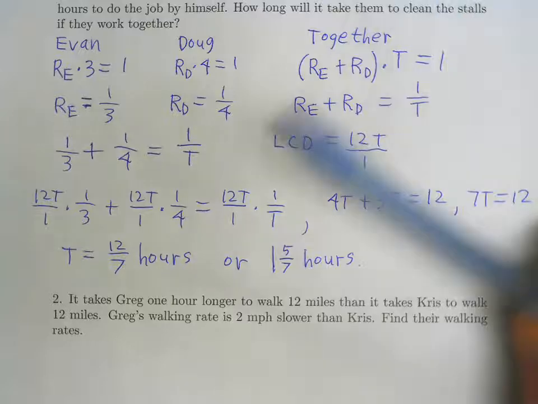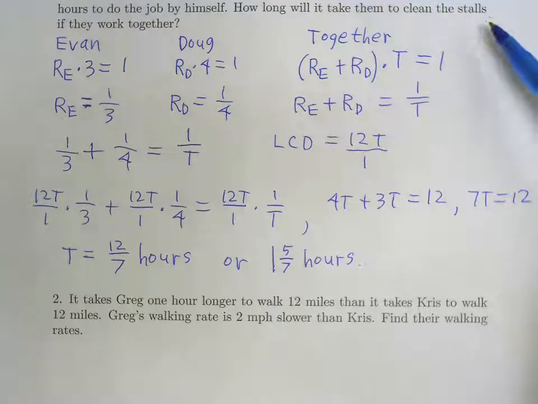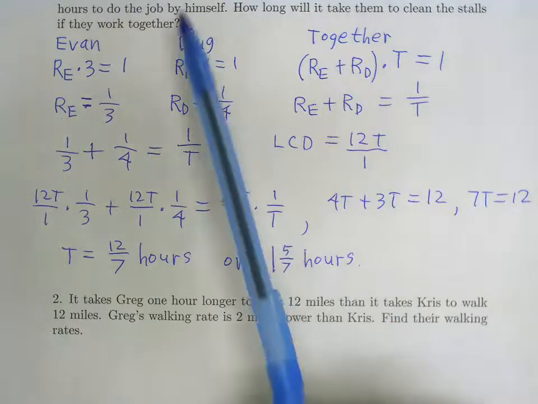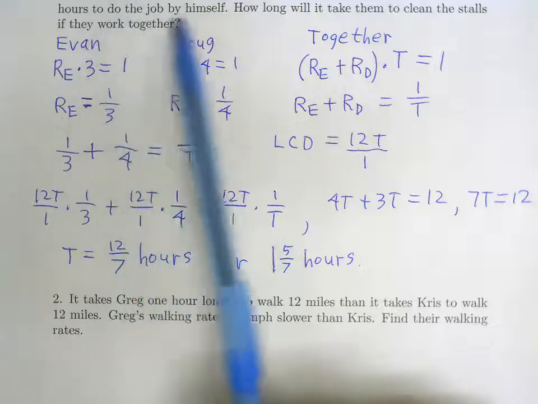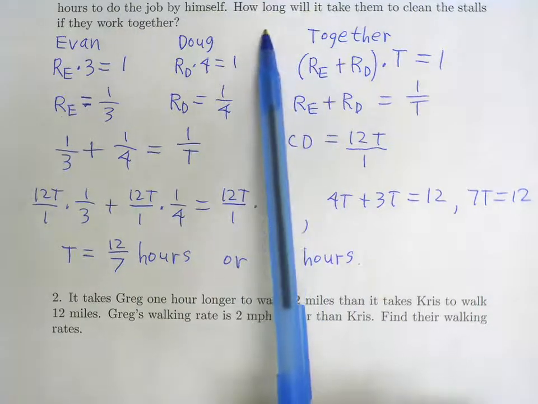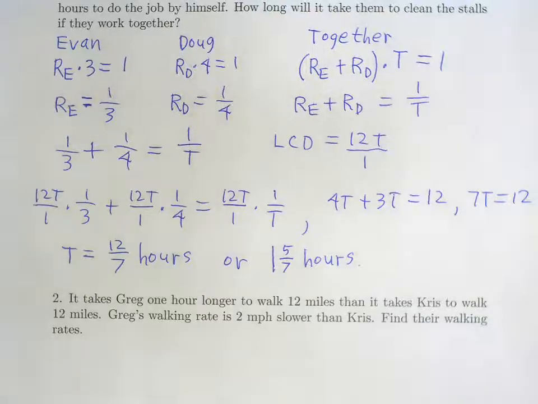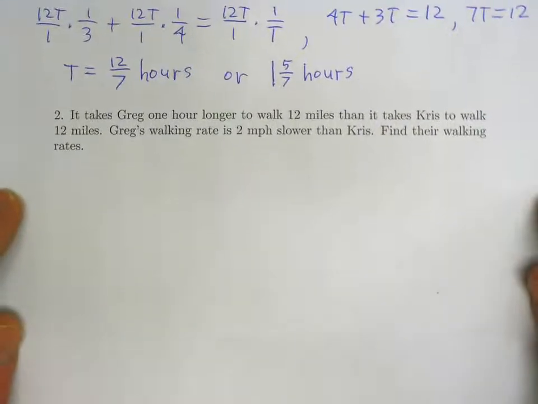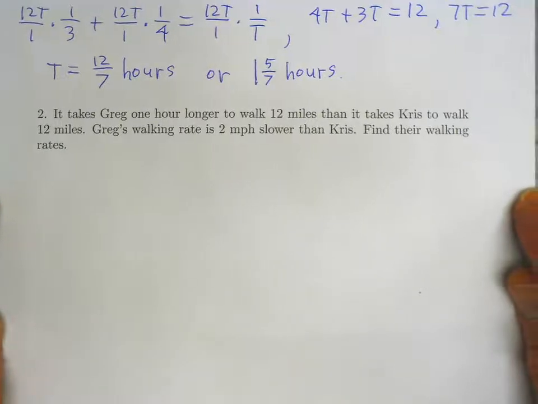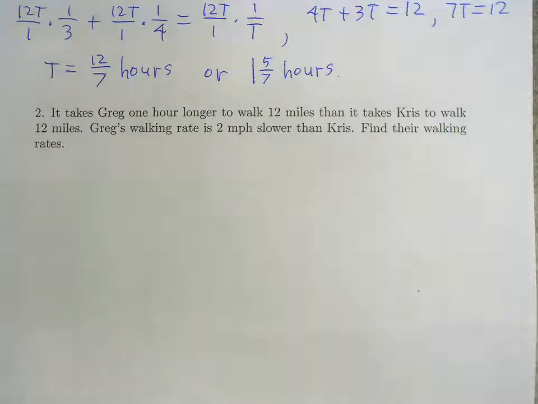Okay, so if it's difficult or challenging to know what form the equation takes, well, if the problem describes some task that they're working on, then it's going to be a work problem. The equations have the form rate times time equals 1. Okay, the next problem, number 2, it takes Greg 1 hour longer to walk 12 miles than it takes Chris to walk 12 miles. Greg's walking rate is 2 miles per hour slower than Chris's walking rate. And then it says find their walking rates.